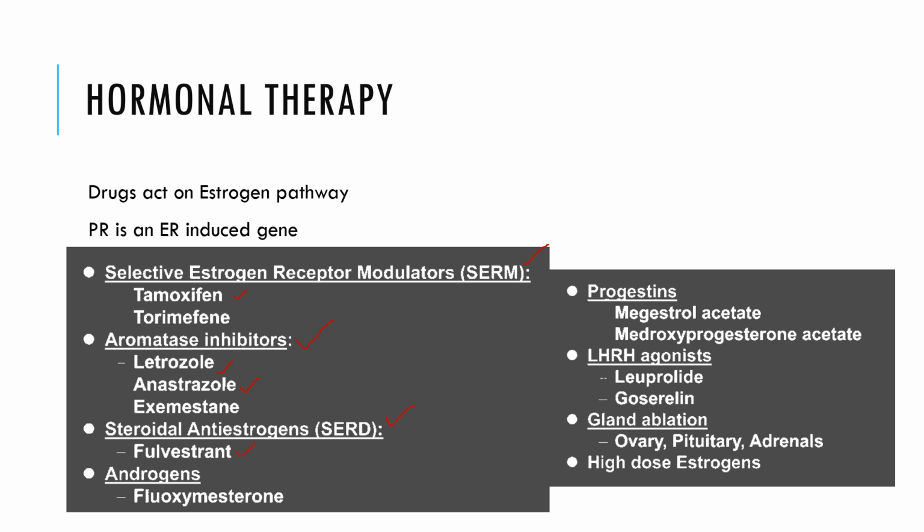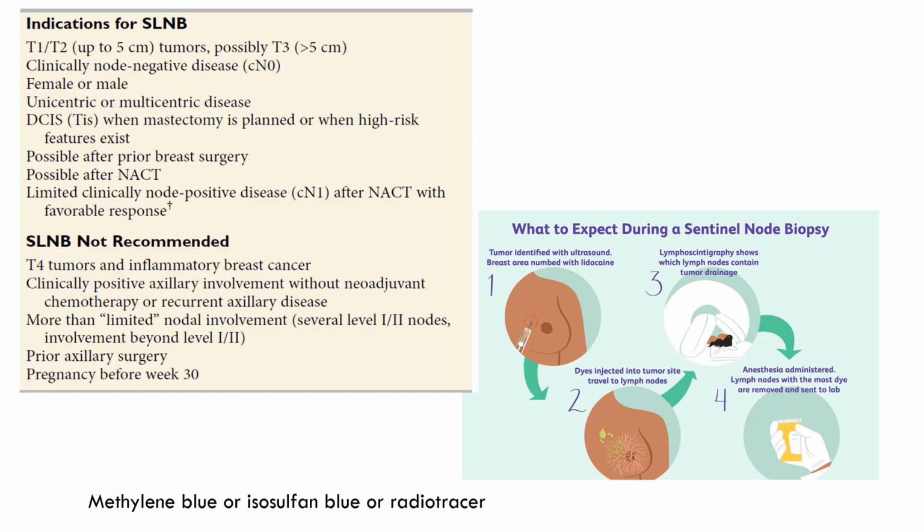Then there are other drugs like androgens, fluoxymesterone, progestin like medroxyprogesterone acetate and megestrol, LHRH agonists like leuprolide and goserelin, and gland ablation like ovarian, pituitary, and adrenal to focus on the hormonal axis, or high dose estrogens. Okay, so that was hormonal therapy. Mainly we give tamoxifen or we go for aromatase inhibitor in postmenopausal females.